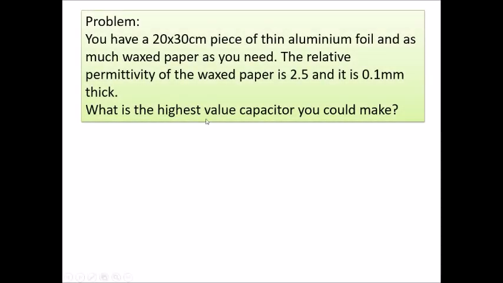So, just a couple of quick questions. If you've got a 20 by 30 centimeter piece of aluminium foil and some paper, where the relative permittivity of the paper is 2.5 and it's 0.1 millimeters thick, what's the highest value capacitor you could make? Well, how are we going to do this? We're going to have to cut this foil in two to make two plates.